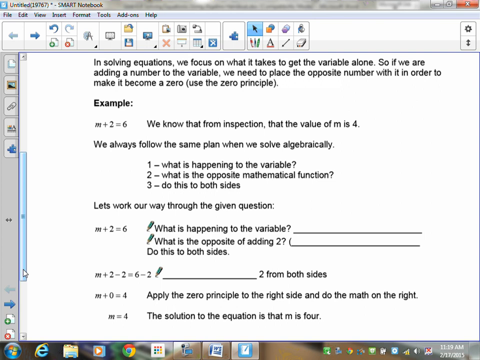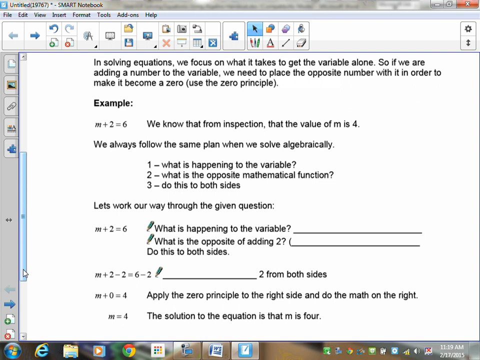A number increased by 2 is 6. I know, and you know from inspection, that the value of m is 4. That's fine, okay? At least now you know what the answer is supposed to come out to be. But what I need you to be able to do is the steps that are required. So we're going to solve this, but we're going to do it all symbolically using algebra.